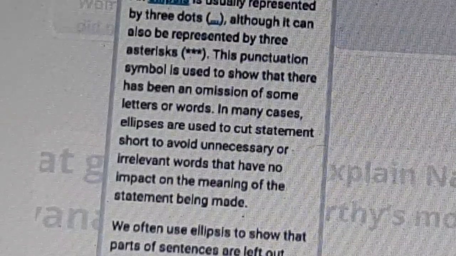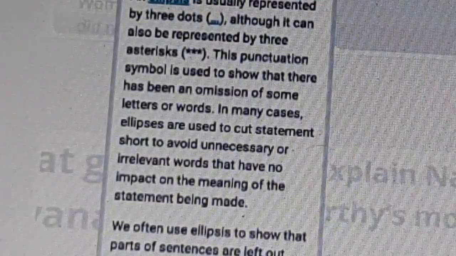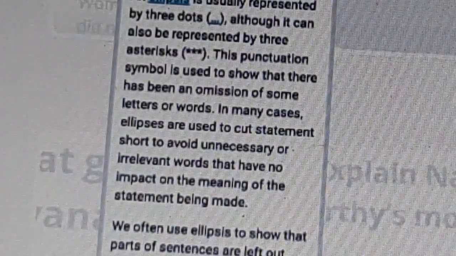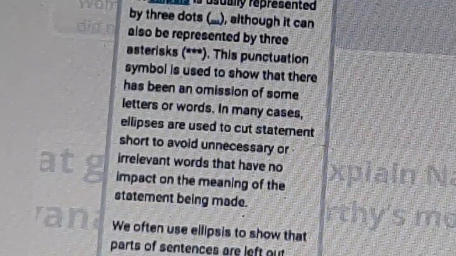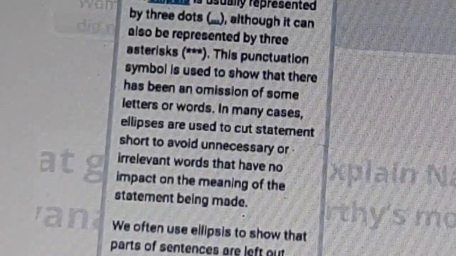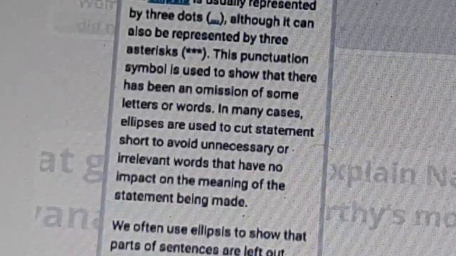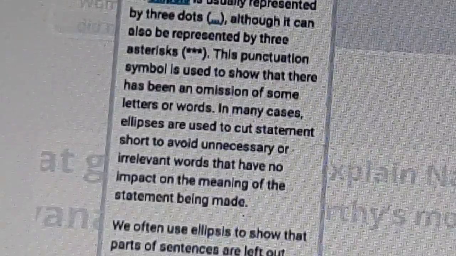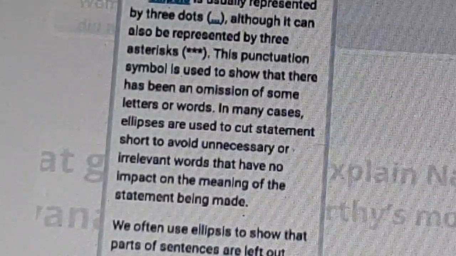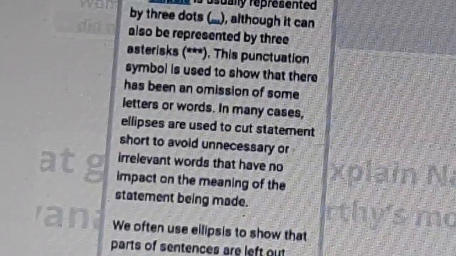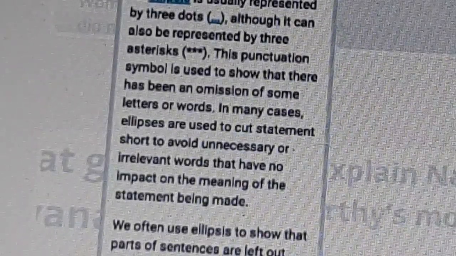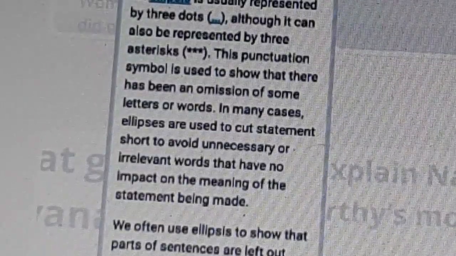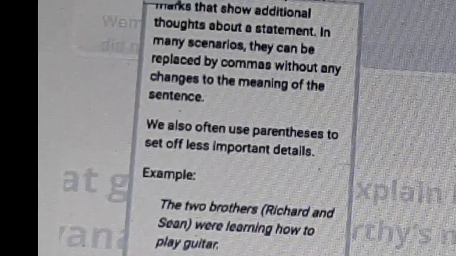Okay. An ellipsis. An ellipsis is usually represented by 3 dots. The punctuation symbol is used to show that there has been an omission of some letters or words. In many cases, ellipses are used to cut a statement short to avoid unnecessary or irrelevant words that have no impact on the meaning of the statement being made. We often use ellipses to show that parts of a sentence are left out.